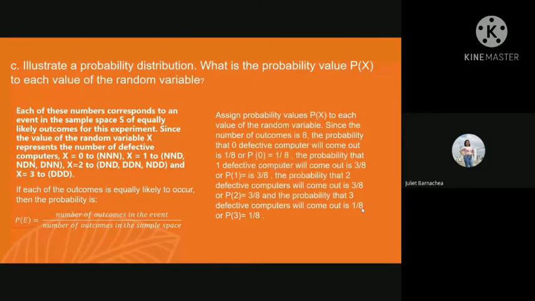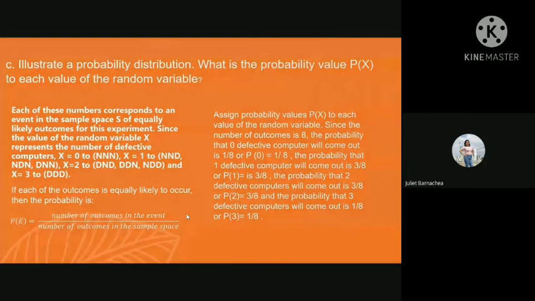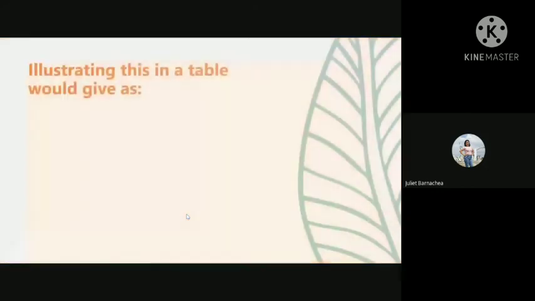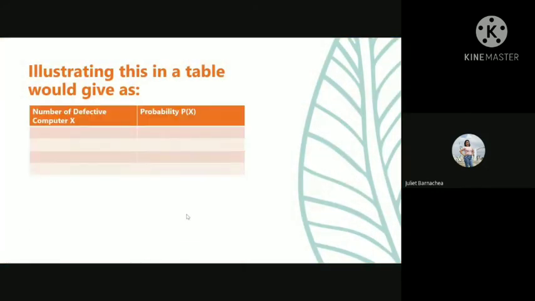Yun. Ito yung sinasabi kanina, yung ginawa ko kanina sa kabilang page. Tapos, ito yung kinuhanan natin ng probability. Illustrating this in a table would give us the number of computers. Ulitin natin, we'll have 0, 1, 2, or 3.